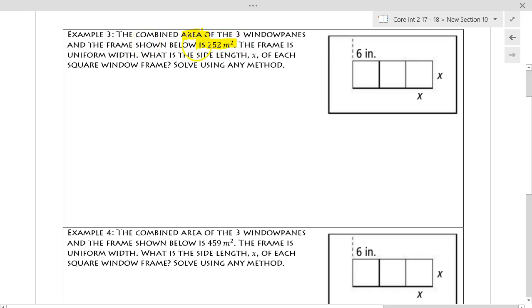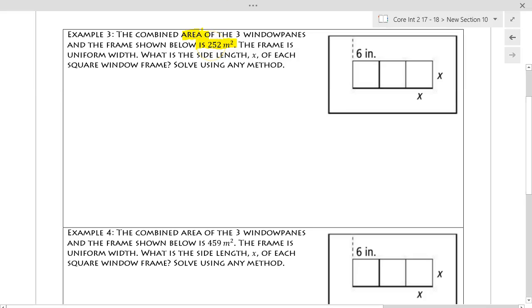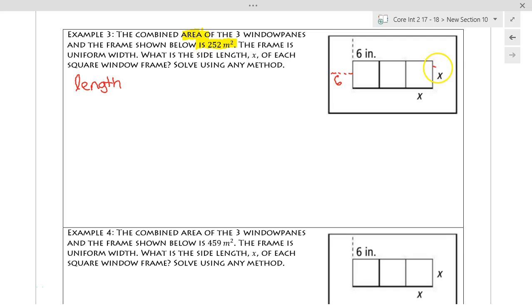That's telling me I need to know the total length and the total width of my frame. Okay. So for the length, I'm going to go across. Uniform width. What that means is if that's 6 inches, this is 6 inches. And this is 6 inches. Okay?